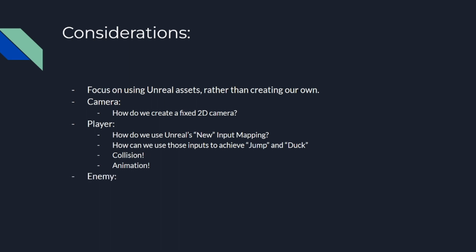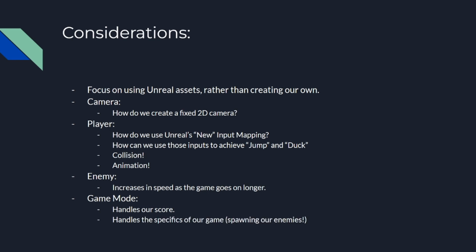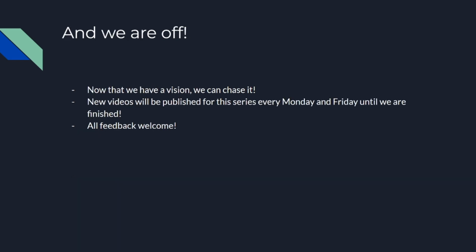Now, our enemy is a little bit more simple. They're pretty much just going to exist in the world, but the only major thing that I want to accomplish is they're going to increase in speed as the game goes on longer. That's the main challenge point of the Google game, is the longer that you're playing, the faster everything gets. And then on our back end, we're going to have something called a game mode that is going to help handle everything that's going on in our game, including our score and the specifics of our game. And in this case, I'm going to be designating our game mode to handle the spawning of our enemies on a constant interval. And that's all for the real considerations and features for this little project.